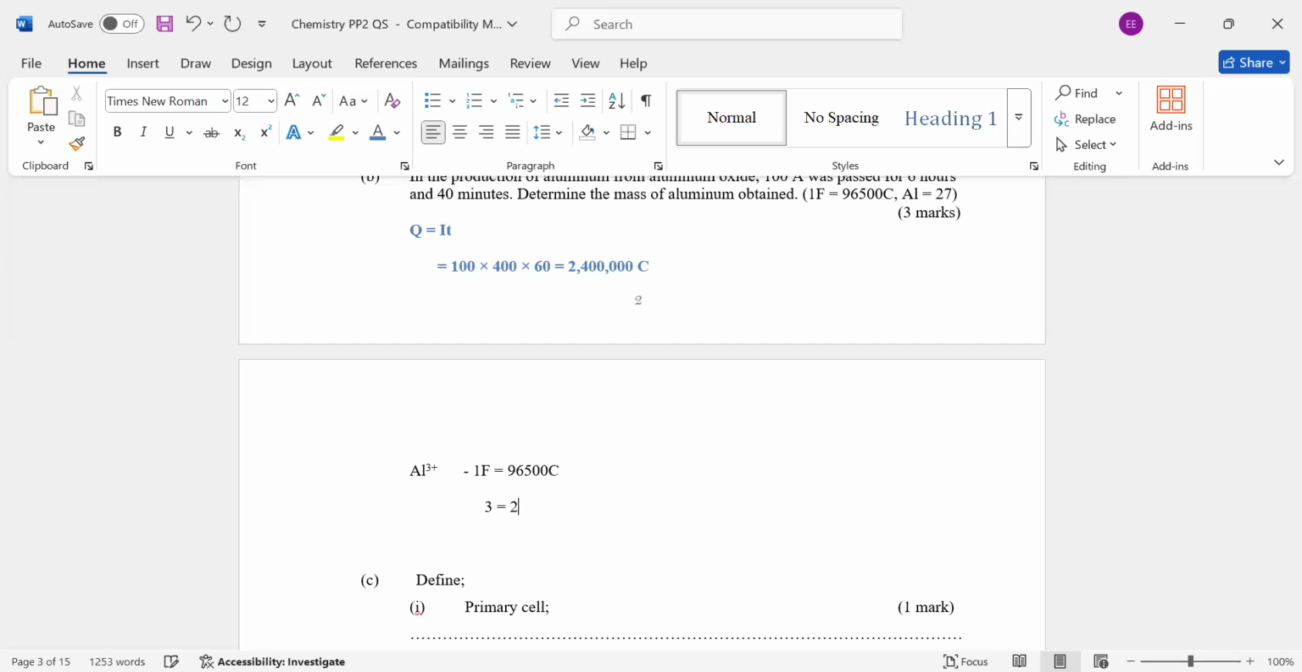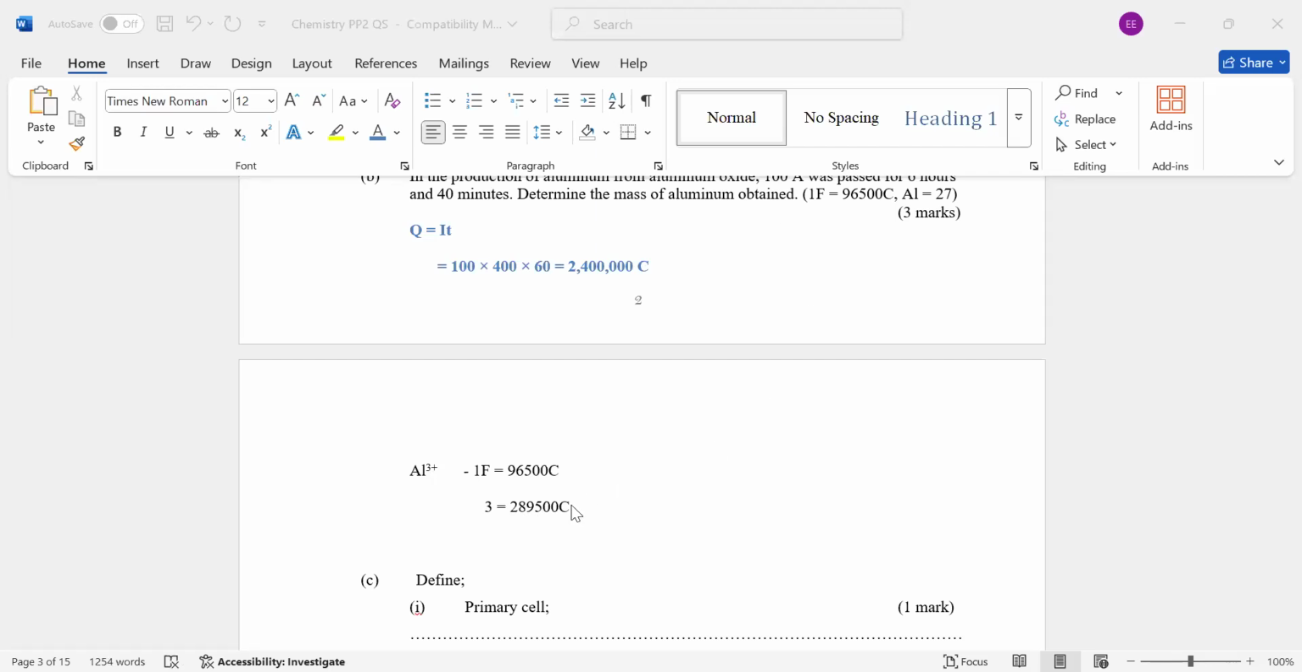289,500. Yes. Like that, coulombs. So this will be the charge that will be required to deposit 1 mole of aluminium, because 1 mole of aluminium has 3 electrons. Then you're being asked to determine the mass of aluminium obtained.